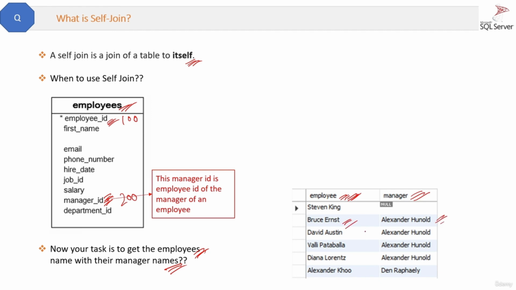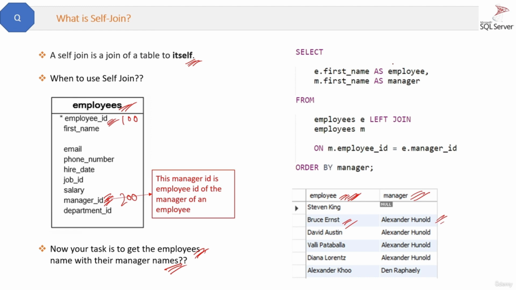This will be the query we will use, and see here we are left joining the employees table with the employees table only, and this is possible with the help of different aliases, E and M. The condition will be m.employee ID equal to e.manager ID, because manager ID is the column we have, right? And order by manager is just optional. Now in this result we will get all employees with their manager names.